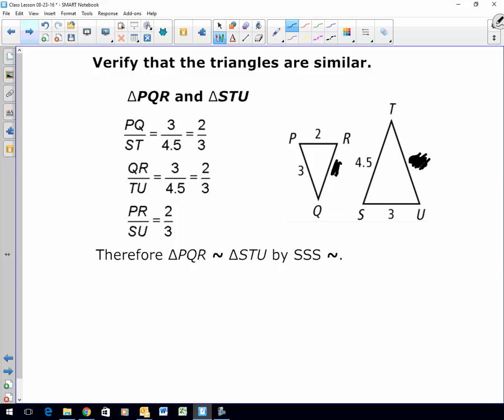To get to your question: to prove through side-angle-side that these two triangles are similar, the only angles I can use are angle P and angle S, because they are included between the two given sides. Does that make sense?